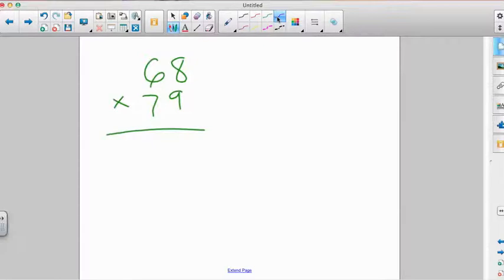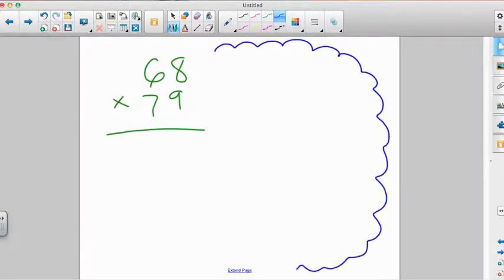Again, some believe that the traditional method of multiplication is faster, but the partial products method makes these sort of ugly numbers, 68 and 79, those are kind of ugly numbers, kind of breaks these into more pretty, easier numbers to manipulate and multiply together, and that's why some fourth grade students end up preferring the partial products method.